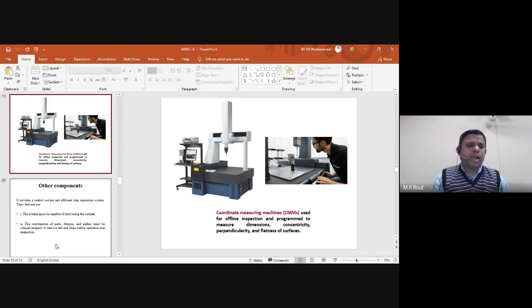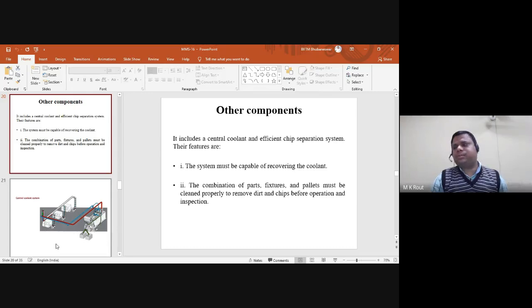The last one is known as other components. In flexible manufacturing systems, the system is enabled with central coolant and an efficient chip separation system. As you know, in most manufacturing processes, starting from machining, then drilling, boring, counter boring, and chip removal, a high amount of chips is produced, and those chips should be easily separated by an efficient chip separation system.